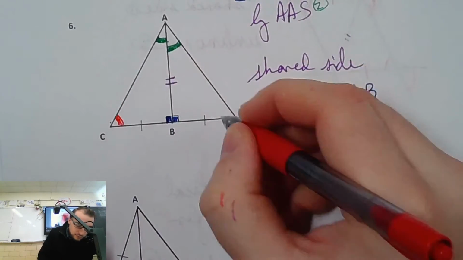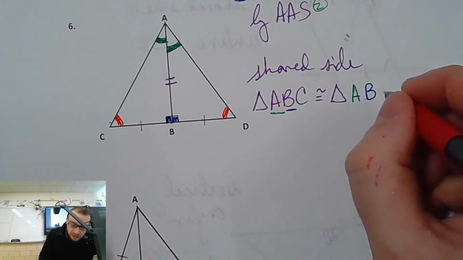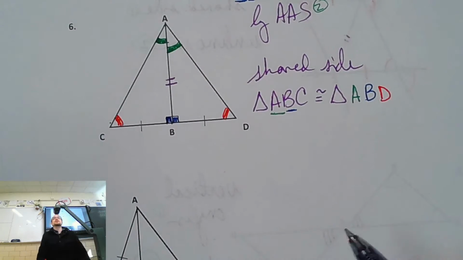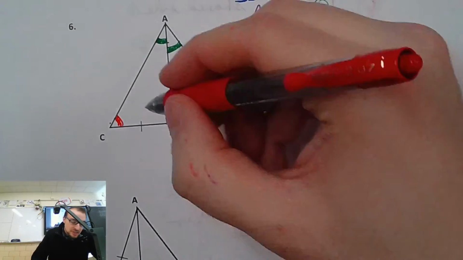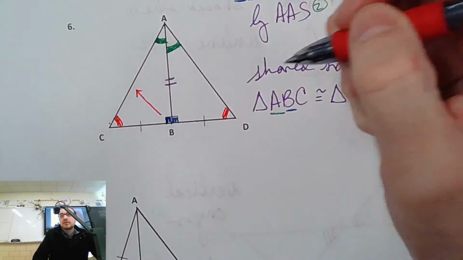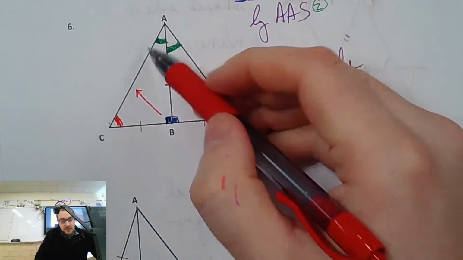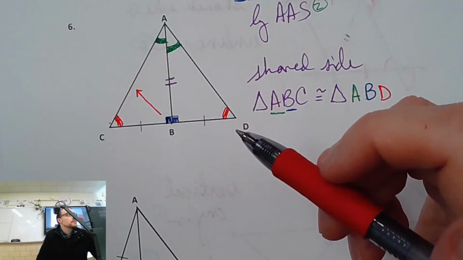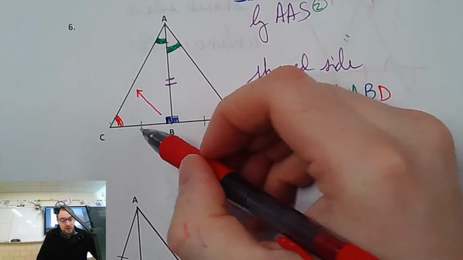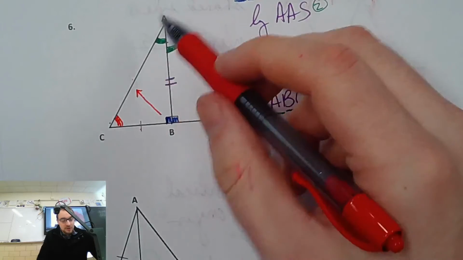Now, one of the common mistakes on this one is to write HL. The reason we couldn't do HL is because the hypotenuse is the side across from the 90-degree angle. And we don't know anything about the hypotenuse, right? If we knew something about a hypotenuse and one of the legs, then we can do it, right? But we don't know anything about that.